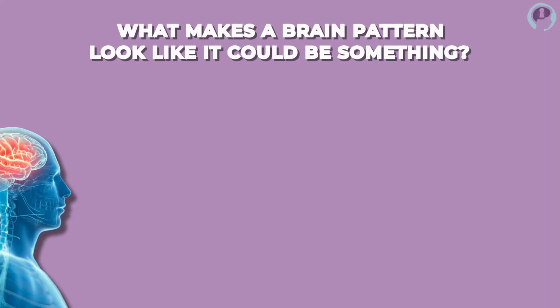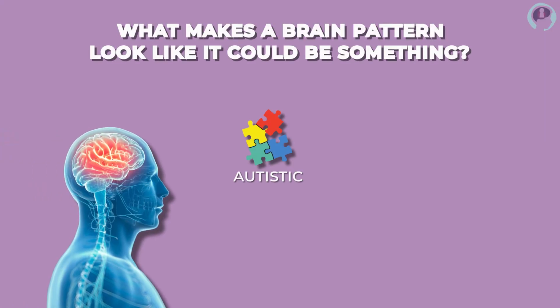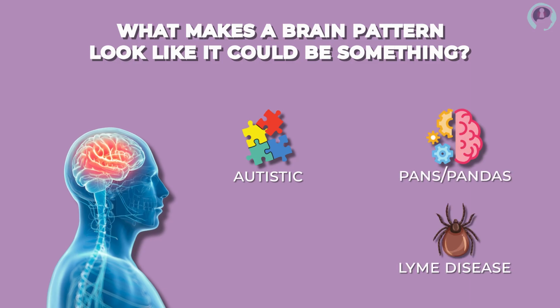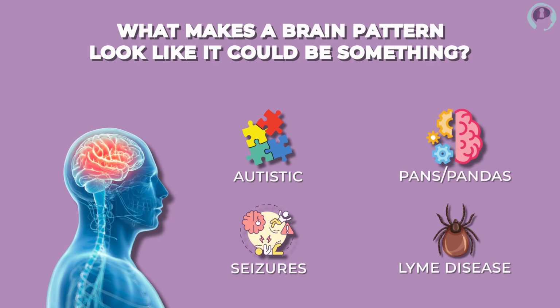So, your frontal lobes are slow. I think most of you could probably guess that's somebody who's going to have a hard time with focus. Maybe your limbic system is overactive. You're going to be reactive. But what makes a brain pattern look like an autistic brain pattern? What makes a brain pattern look like somebody who has PANS or Lyme disease impacting or seizures or you name it? Don't think I haven't seen it, because I've done over 10,000 of these. I stopped counting at 10,000.